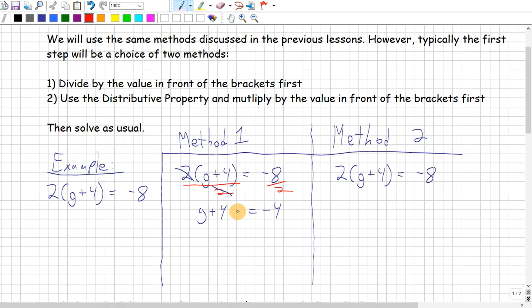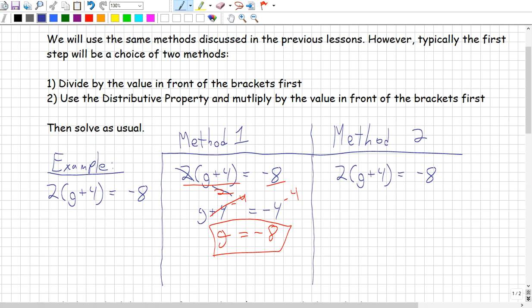For this one-step equation, I'm going to subtract 4 from both sides. Because it's being added on the left-hand side, we have to subtract it in order to get rid of it. So I subtract 4, and I subtract 4. On the left-hand side, I'm left with g, and on the right-hand side, negative 4 minus 4 is not 0. It is negative 8. So we have a value of g equal to negative 8. Now, that's dividing by the value in front of the brackets.